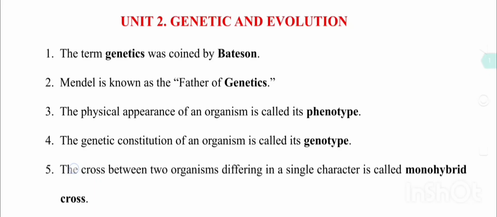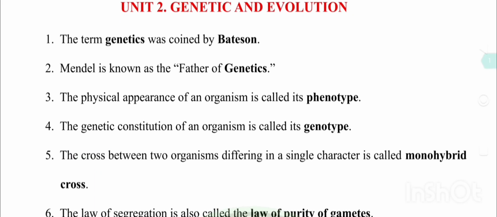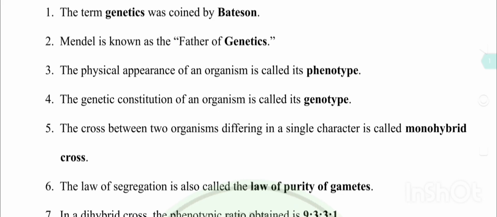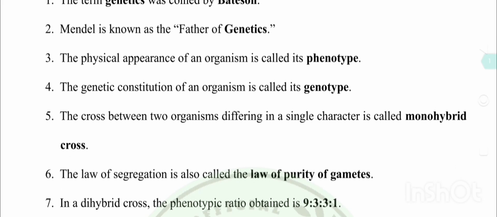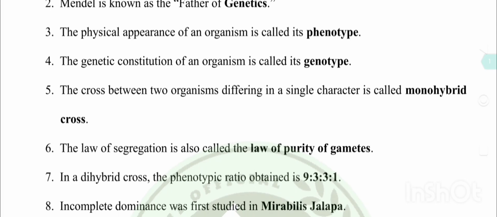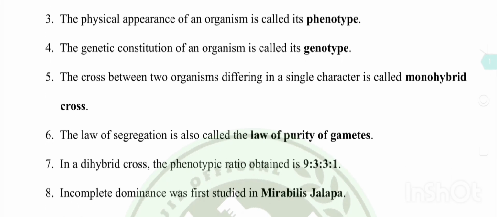Unit 2, Genetics and Evolution. 1. The term genetics was coined by Bateson. 2. Mendel is known as the father of genetics. 3. The physical appearance of an organism is called its phenotype. 4. The genetic constitution of an organism is called its genotype.